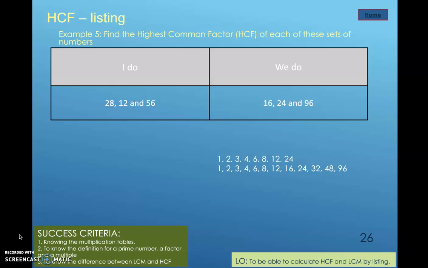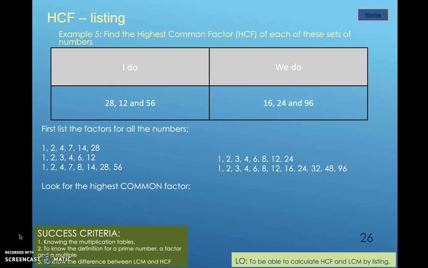Okay, so for the I do, the thing that is different now is we have a grouping of 3 numbers rather than 2. So, same as before, we list all of our factors. We then look for the highest common factor, which we find to be 4. As we go through the we do, again, we will pause this. We will have 2 minutes. See if you can reach a final answer.